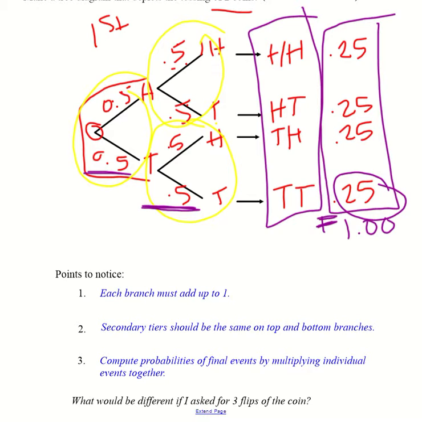So something to think about is what would be different if you asked for 3 flips of the coin. If you're asking for 3 flips of the coin, we have our first flip, our second flip, we would have to do another set of branches for our tree. So we're going to add 8 more options. And that is a tree diagram.